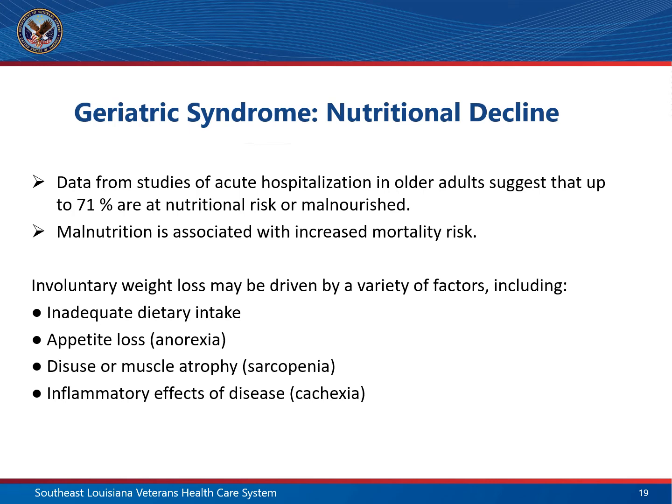Involuntary weight loss may be driven by a lot of factors: inadequate dietary intake, anorexia, appetite loss from multiple issues. It could be constipation causing appetite loss, disuse or muscle atrophy, which is sarcopenia, or inflammatory effects of disease. And how many of our patients have multiple chronic conditions? They all contribute to inflammatory cytokines and the effects of chronic disease.